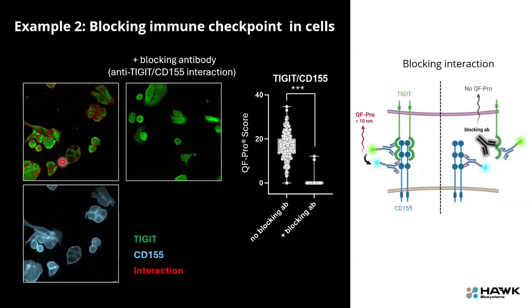Another example that we did was in cell lines. We looked at the interaction between TIGIT and CD155. In this case, we wanted to treat the cells with an inhibitory, blocking antibody, to see if we could disrupt this interaction. And as you can see in the representative images, we lose the signal, the red pixels. And again, it's the quantitative data that makes it really strong.